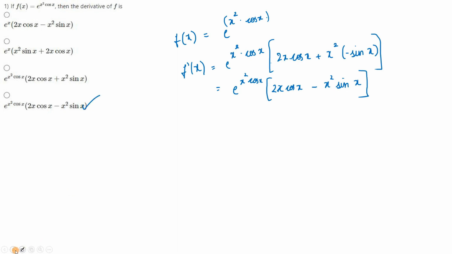Next one, limit x tends to 0 plus, so we are moving from the right hand side, for the function sin x divided by square root of x. So we have sin x divided by root x, limit x tends to 0 plus. This is nothing but, we know the form sin x by x as x tends to 0 will be equal to 1. So instead of x we have root x.